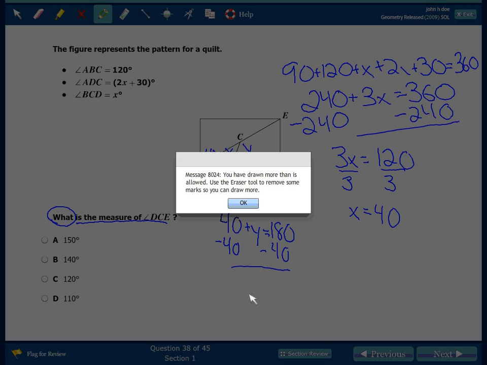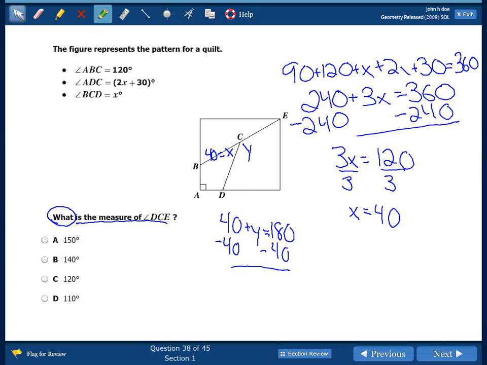And we get y. Well, you can do it from there. Y is equal to 140, which is B.